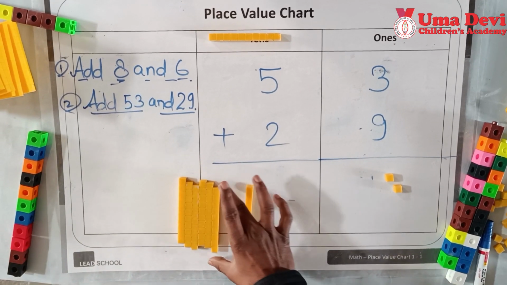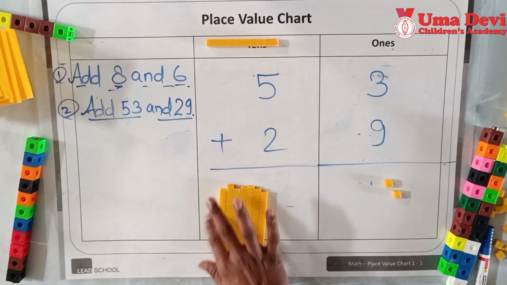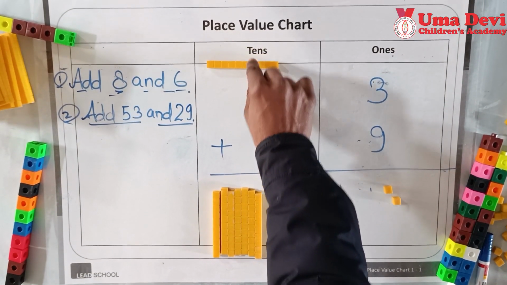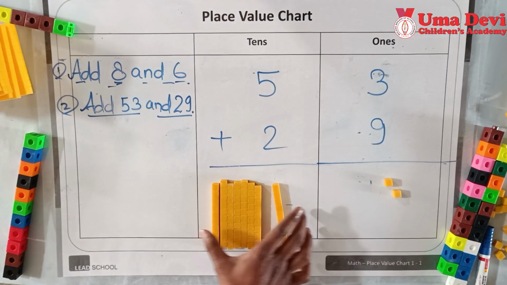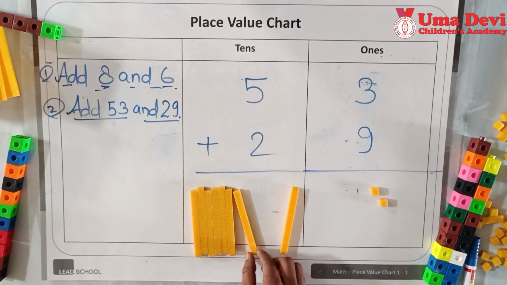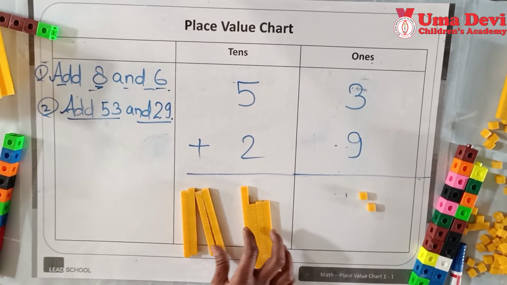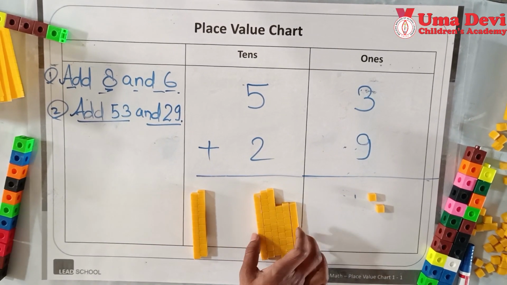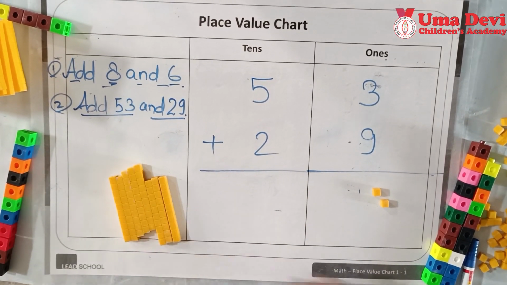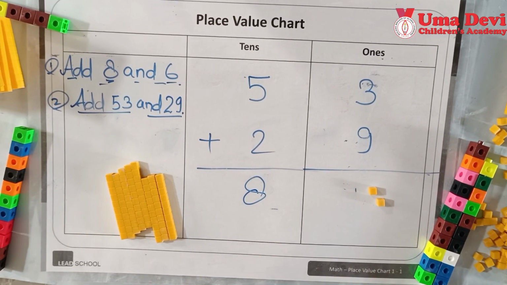So now 1, 2, 3, 4, 5, 6 and 7. But listen, we have put this block also here. So add this block here. Now count how many tens blocks are there. 1, 2, 3, 4, 5, 6, 7 and 8. Right. So in the tens column we will write 8.